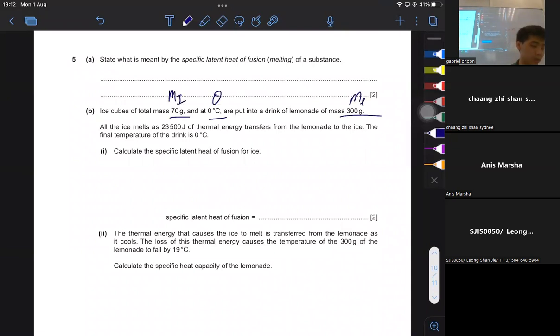And it starts off with 0 degrees Celsius. All ice melts as 23,500 J of thermal energy transfers from the lemonade to the ice. The final temperature of the drink is still 0 degrees Celsius.